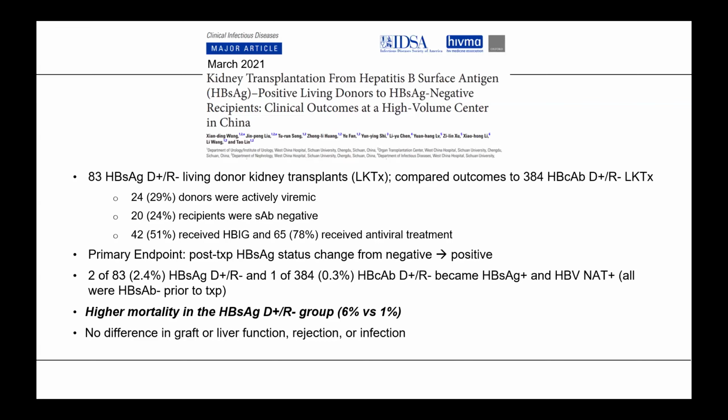And then it also depends on the recipients in terms of whether or not they were surface antibody positive. In this cohort, 24% of the patients were surface antibody negative, whereas three-quarters were surface antibody positive. A different proportion, only half got HBIG, and then about three-quarters of the patients received antiviral treatment. Though it showed that there was no difference in graft or liver function, rejection, or infection, there was a higher mortality in the Hep B surface antigen donor positive, recipient negative group. Unclear why, and we need to see more.